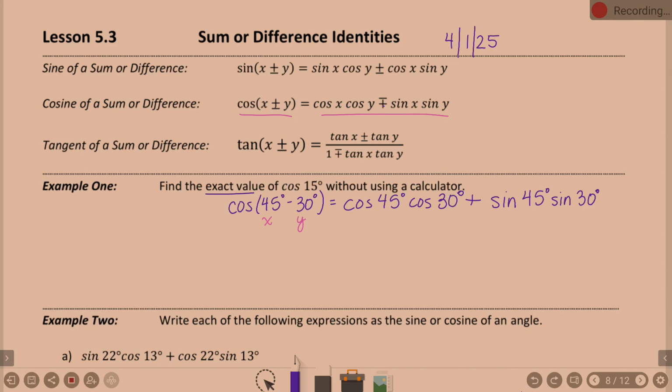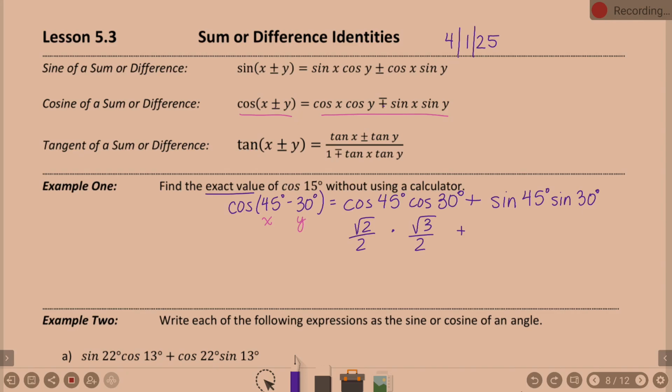Pi over 4 is just another name for 45 degrees. What's the cosine of 45 degrees? Square root of 2 over 2. Square root of 2 over 2 is what I'm looking for. Times, what's the cosine of 30 degrees? Square root of 3 over 2. Square root of 3 over 2. Everyone see where these are coming from?